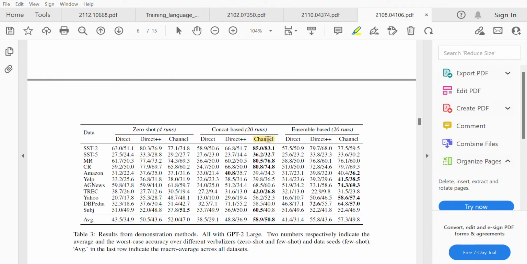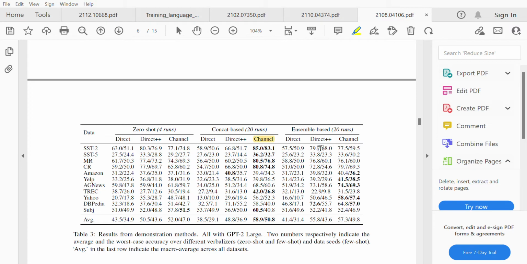So let's get into it. They clearly show that their channel method works best. You see some cases in which direct++ does somewhat well, but on the whole, their method works better. The second digit here is the worst case performance, and the first one is the average, which I like. It's very clear that they're not overly cherry picking, right, if they give us that.